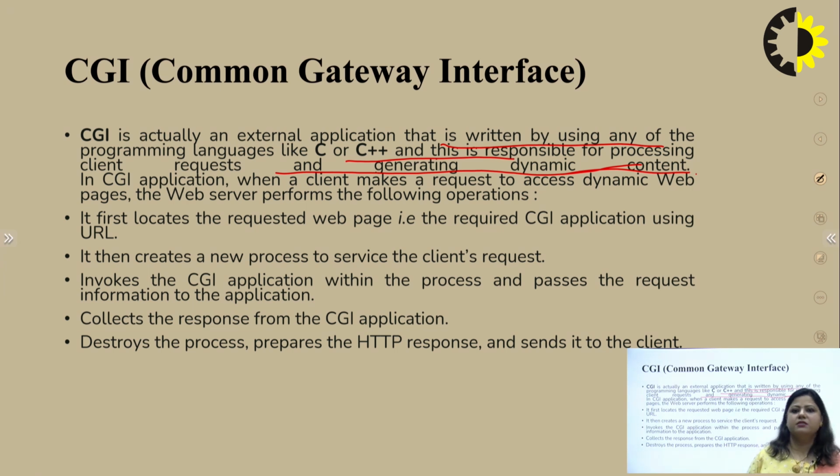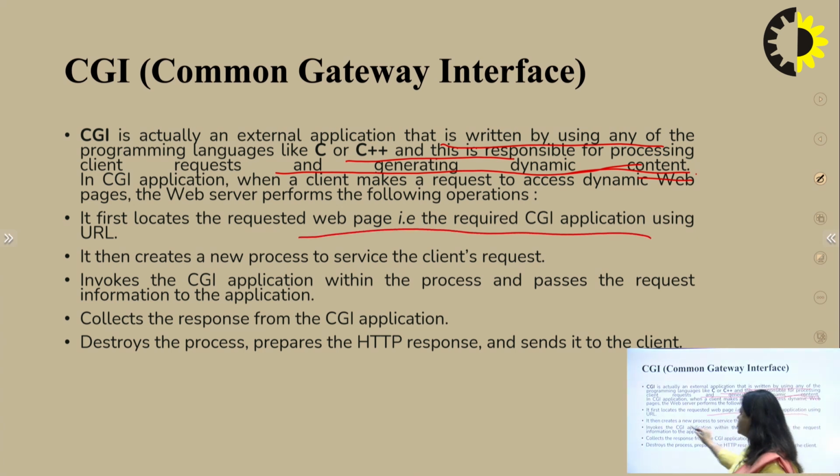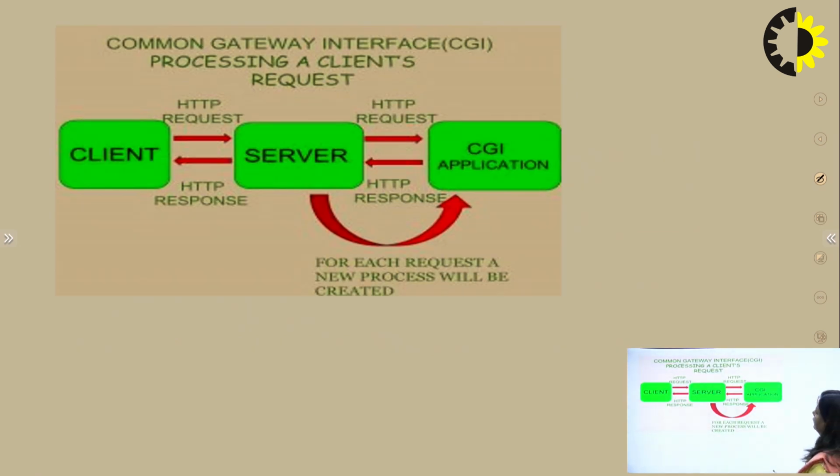So what is the meaning of dynamic content? Dynamic content means we can change or modify that page at runtime also. So this is the meaning of dynamic content. Now it first locates the requested web page that requires the CGI application using a URL. First of all, we create that CGI page, and with the help of the URL and session tracking in the URL, we can go to that page easily. This is the example of common gateway interface.